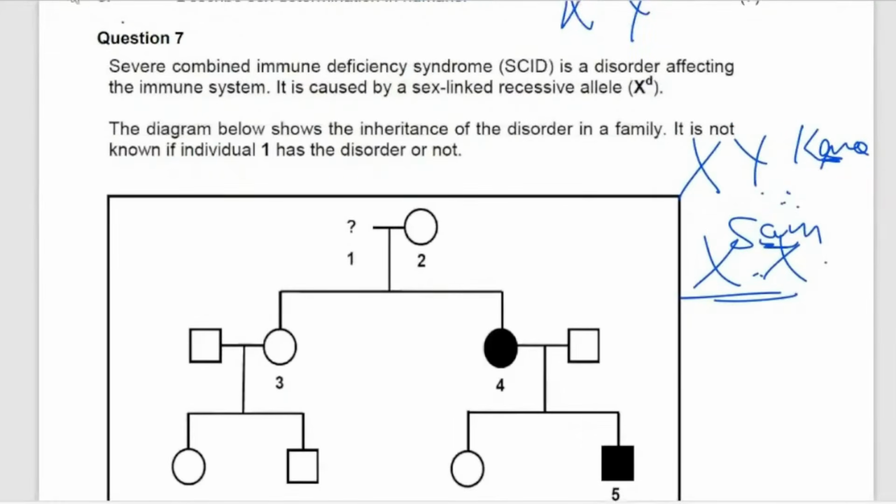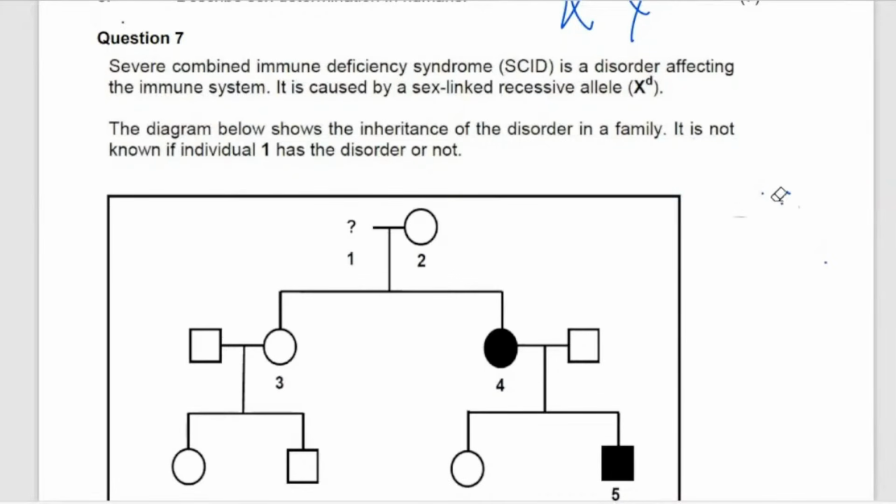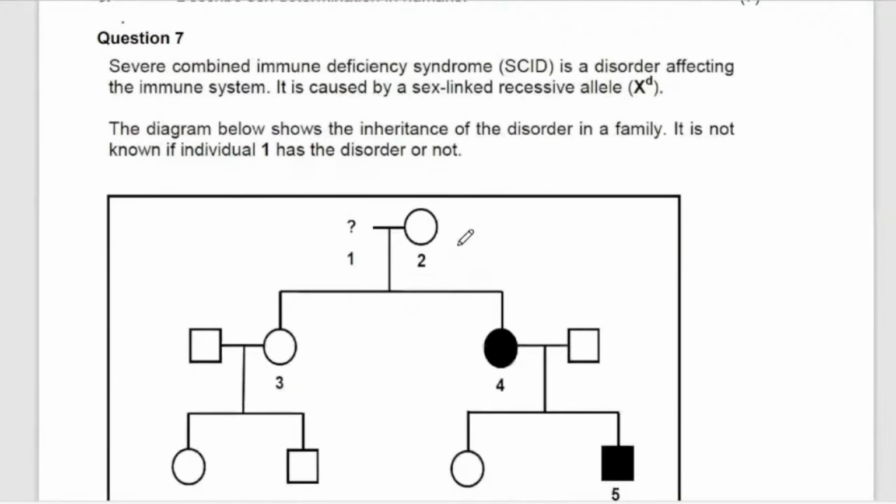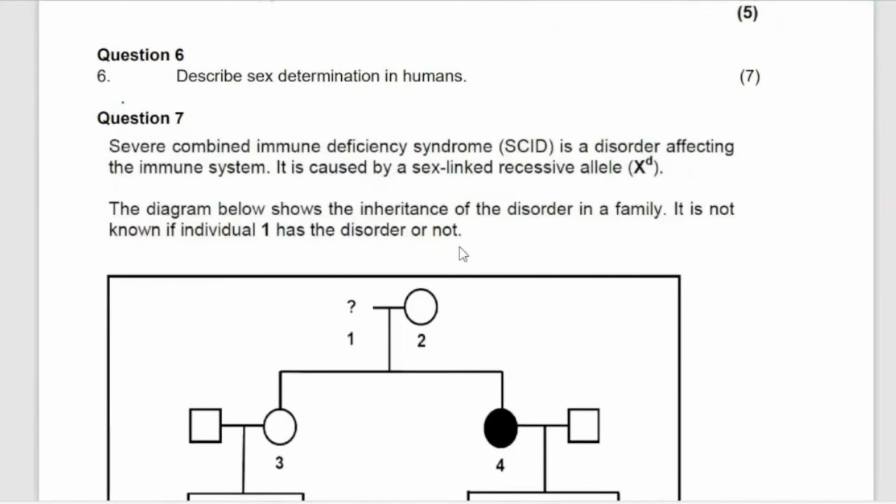Let's do one example on a sex-linked recessive allele, one example on a sex-linked dominant allele, and one example on non-sex-linked. The first thing: identify whether it's sex-linked or non-sex-linked. Okay, now we have identified here that it is sex-linked.